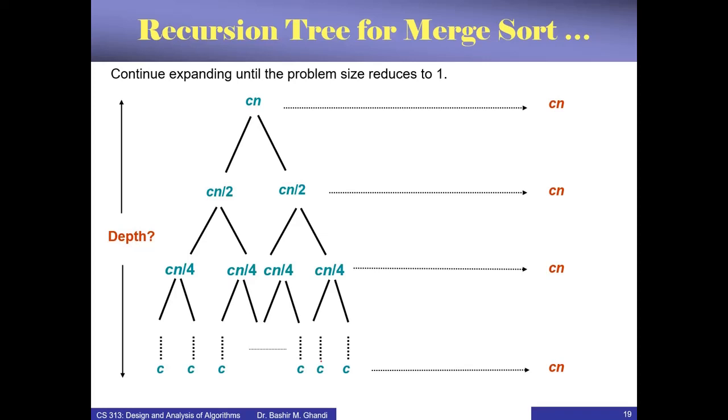The question is, how do we find this depth? Here you should observe something very interesting. These numbers that you are having, initially n, you can consider n as n over 1. They are all powers of 2.